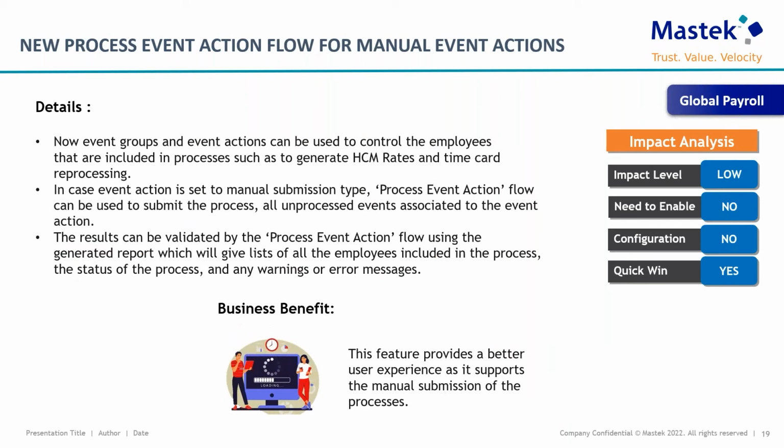Now, process event action flow for manual event action. This is another feature we are going to get in 22D. Now event group and event action can be used to control employees that are included in the process, such as to generate SCM rate and time card. The result can be validated by process action event flow using the generated reports, which will give us the list of employees included in the process. So earlier when we used to run any SCM rate process or anything, we were not getting any list of employees, or it was not at the employee level basically. But now we will get a feature where we can run this manually at the employee level also.